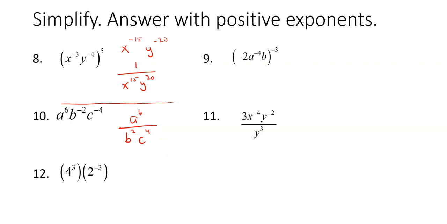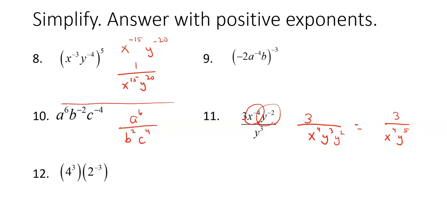Look at number 11. Maybe the first thing for number 11 is to move these terms where they want to go. So the 3 stays right where it is. This x to the negative 4th can drop down to the bottom of the fraction as x to the positive 4th. There's already a y to the 3rd there. Look at this y to the negative 2nd. Drop it down to the bottom as y to the 2nd. So I end up with a 3 on the top and an x to the 4th, y to the 5th on the bottom.